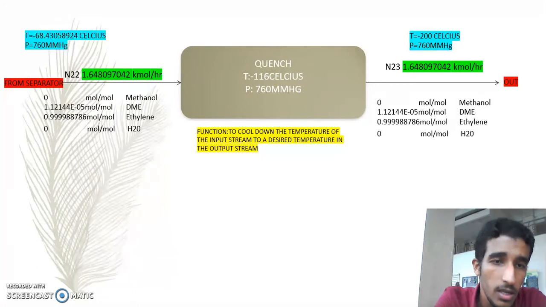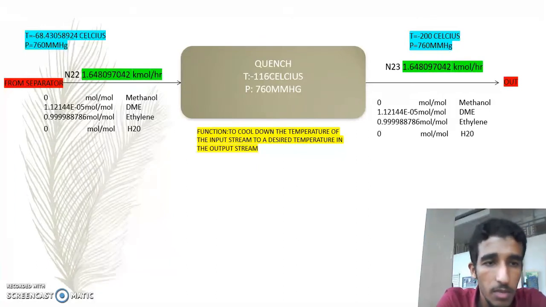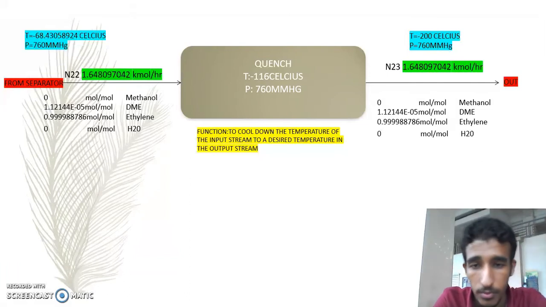And the stream coming out from the quench has the same flow rate as coming in, which is 1.6 km per hour, and the temperature is minus 116 degrees Celsius at pressure 1 atm. And this is going out to the storage.